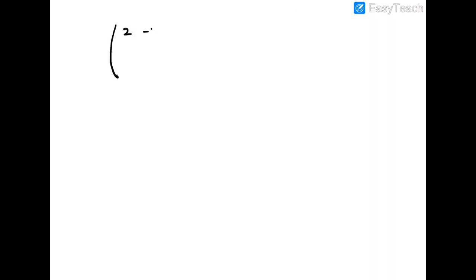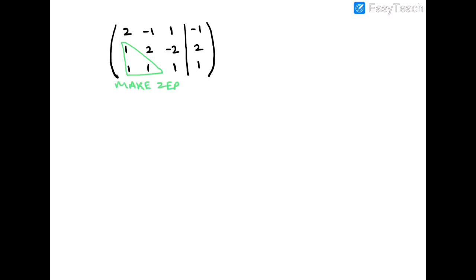Now the augmented matrix is 2, minus 1, 1; 1, 2, minus 2; 1, 1, 1, augmented by minus 1, 2, 1. Now let's try to make this triangle 0, 0, 0. So let's first make this 1 in the second row 0. For that, let's replace row 2 with row 1 minus 2 row 2.